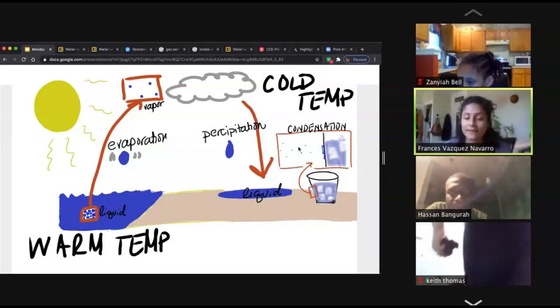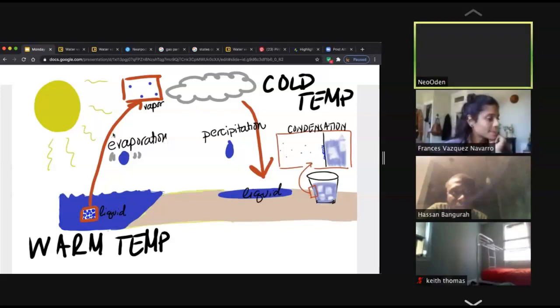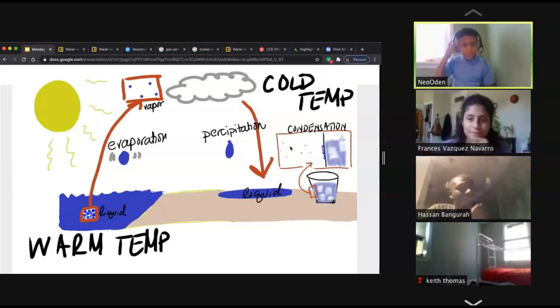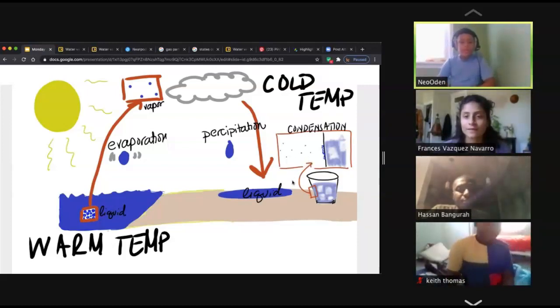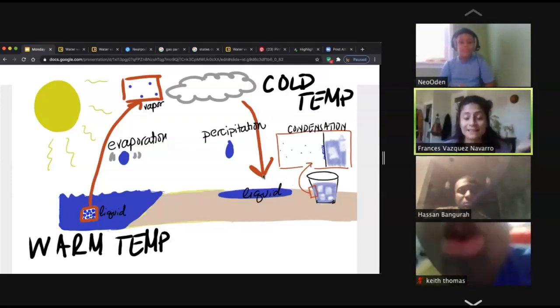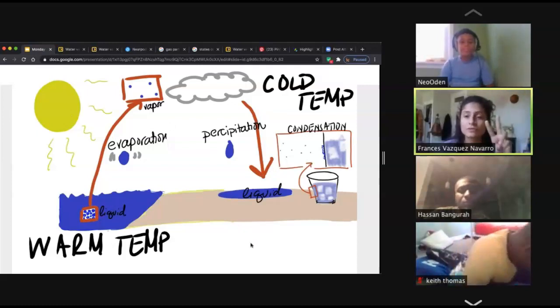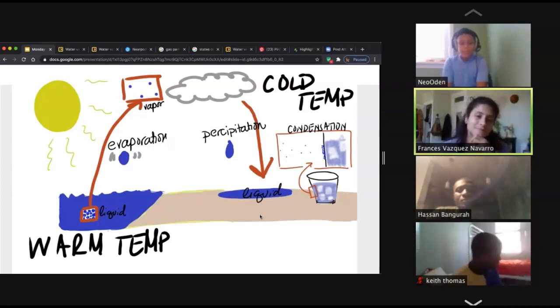Good job, Neo. You already got to it before I did. Do you want to unmute yourself and tell me what is the water cycle and what are we seeing in this picture? The water cycle is liquid, evaporation, vapor right there, precipitation, liquid, and then it starts all over again. Okay, good job. That's exactly what I'm thinking. So can you tell me two other factors besides what you read? Maybe something that has to do with temperature and maybe something that has to do with particles and how they move about this slide.